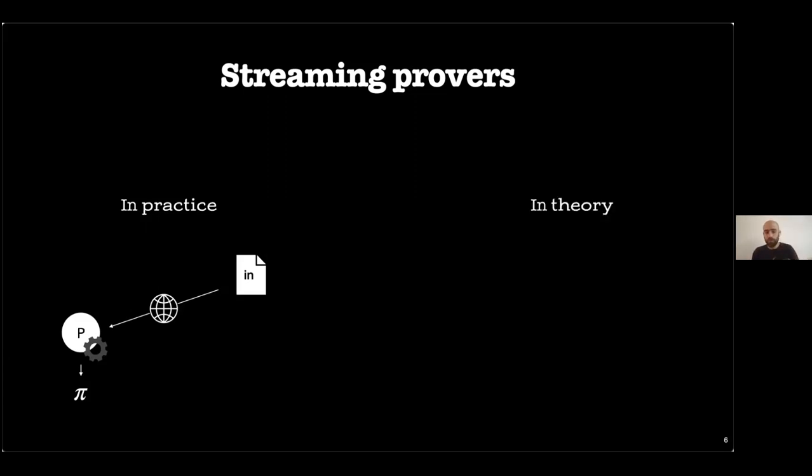In theory, the way that we model streaming provers is that we have this Turing machine that, instead of getting as input the witness and the statement, the private and the public input, is getting oracle access to a stream. What does it mean, a stream? It means that this Turing machine can ask this oracle: give me the next element, give me the next element, give me the next element, or reset the stream. And after running, again, in logarithmic space, it is going to output a proof.